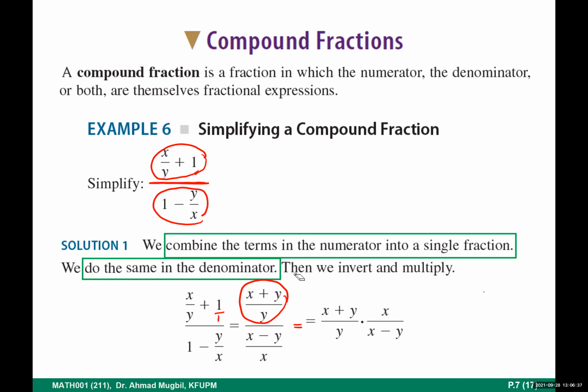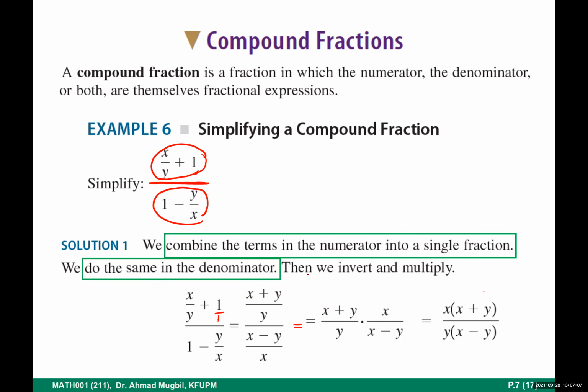Now, can we cancel y with y? No. x with x? No, they are not, of course. This y is a factor, but this y is not a factor. It is a term. So you cannot do that. So according to that, what we will do? How to multiply rational expressions? Numerator by numerator, denominator by denominator. You can expand if you want. You can write it as x squared plus xy over yx minus y squared.